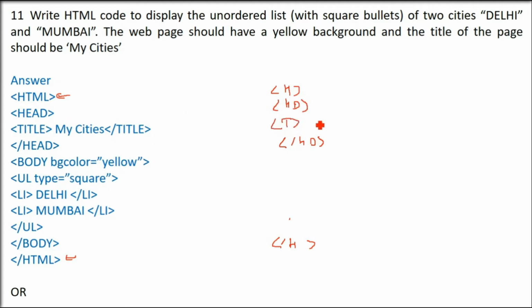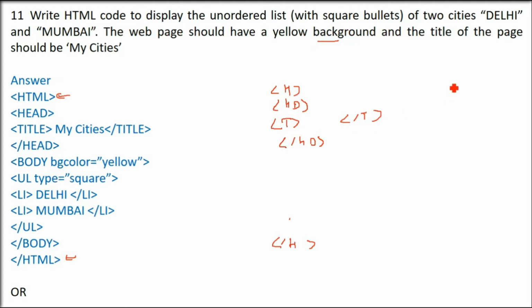So this is header and you have to put a title as My Cities. And you have to close the title also. Then coming to this body. Now body background color is yellow. So background color you want to be yellow.